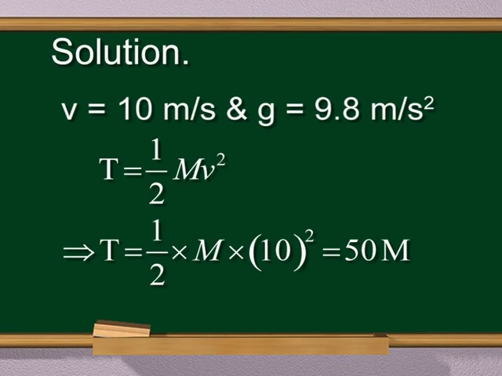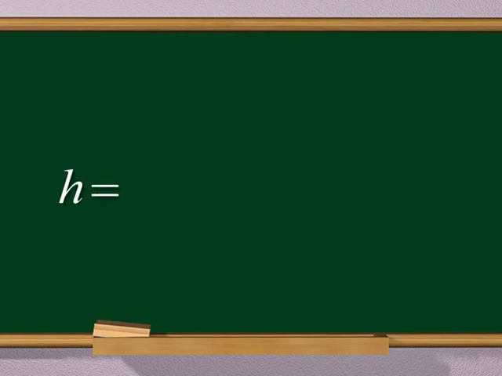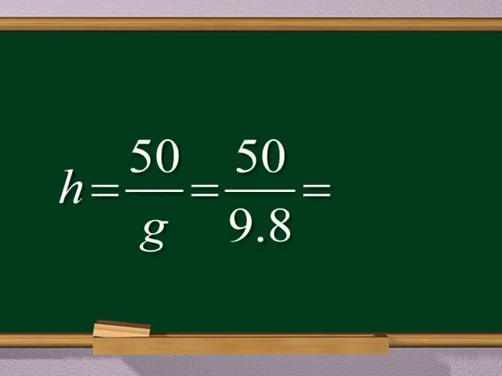Suppose that the body will acquire potential energy equal to kinetic energy when lifted to a height h. Then mgh is equal to 50 m. On solving for h, we get h equal to 50 by g, which is equal to 50 upon 9.8, which is found equal to 5.1 meter. Hence, the body must be lifted to 5.1 meter to achieve the desired condition.